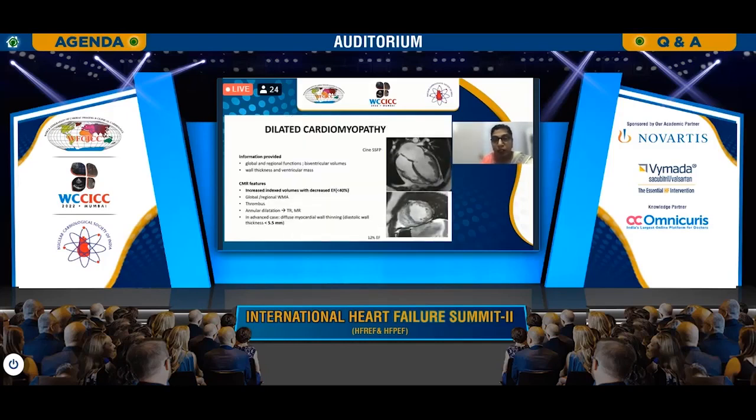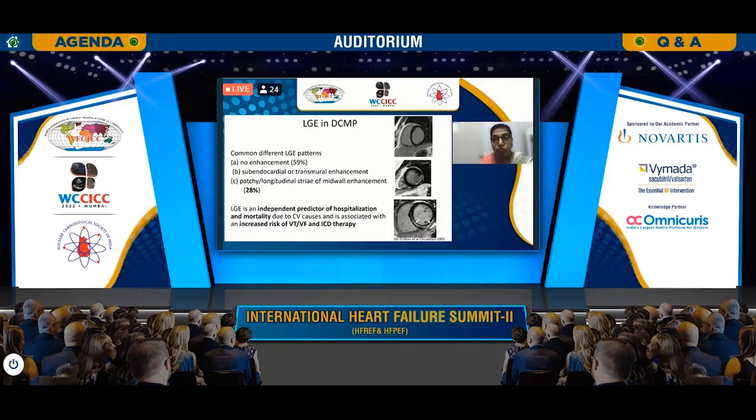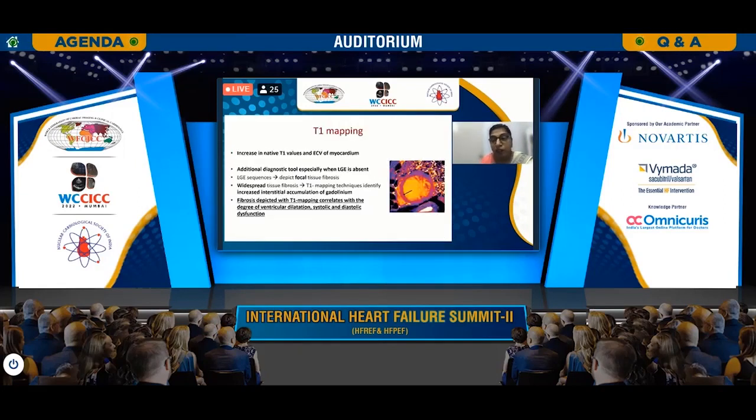Dilated cardiomyopathy: this information is something which you will get on echo also, the chambers, etc. But what is important is the presence of LG. So presence of LG is an independent predictor of hospitalization and mortality, and the patient has an increased risk of VT/VF and becomes a candidate for ICD therapy.